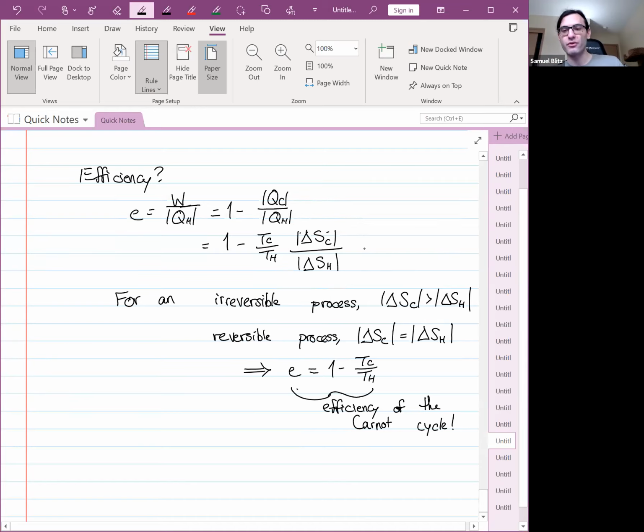So from the second law of thermodynamics, we actually have proven that regardless of what cycle you come up with, the Carnot cycle is the most efficient, or at least it's tied for most efficient. You can't make one that's better.